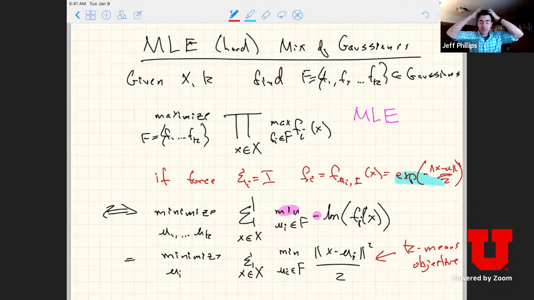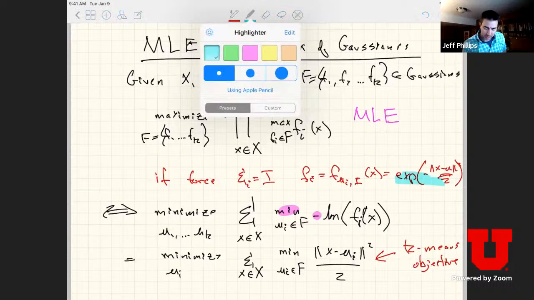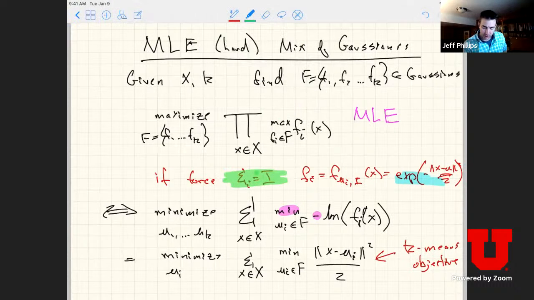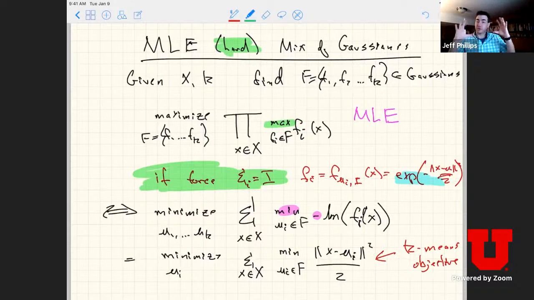So this is a special case, right? I'm forcing this special case here, and I'm also doing this hard assignment. These are two assumptions I put on. I'm going to remove these, and we're going to get a more powerful statistical framework. But if I force these assumptions, that all the covariances are the same and I do a hard assignment, then I recover exactly the k-means formulation, and I can use Lloyd's algorithm.